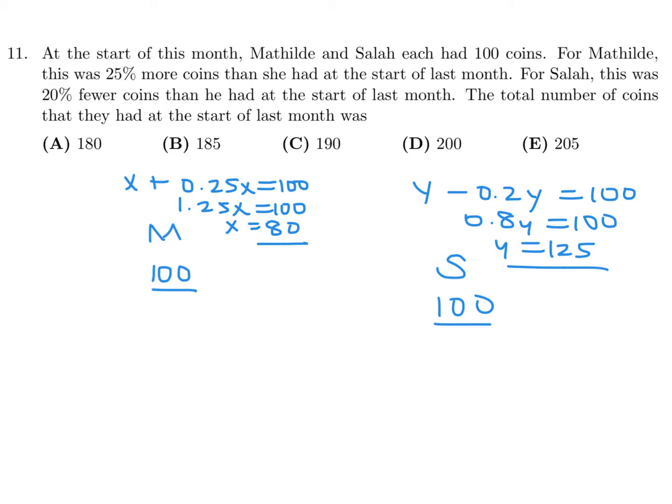And what they're asking is the total. So you take this 80 and this 125 and add them, and you get 205. Therefore, number 11, the answer would be E.